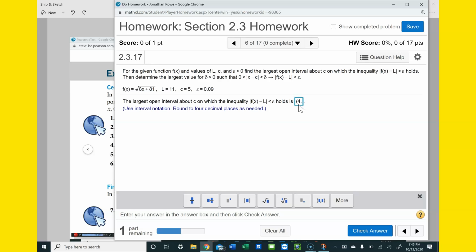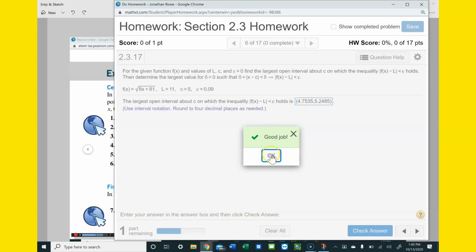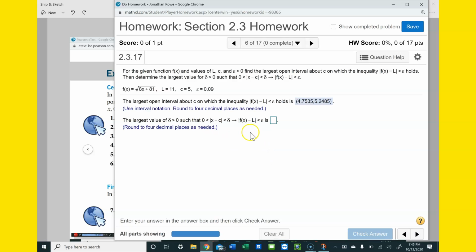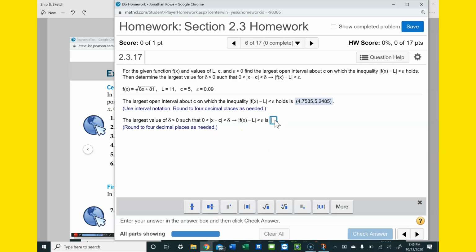4.7535. This is rounded to 4 decimal places. 7535, comma. The other one's 5.2485. 5.2485. All right, that does it. So the delta is what I showed you before, which is 0.0465.